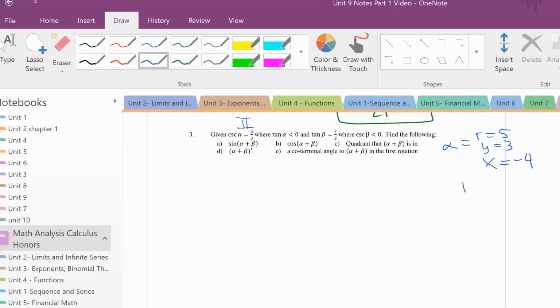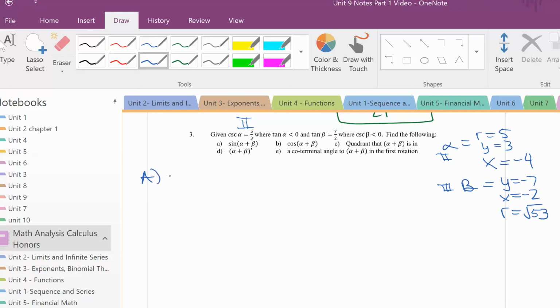And for beta, if the tangent is 7/2 and the cosecant is negative, that means that's in the third quadrant. Alpha is in 2, beta is in 3. So that means that y is negative 7, x is negative 2, and r is the square root of 53.